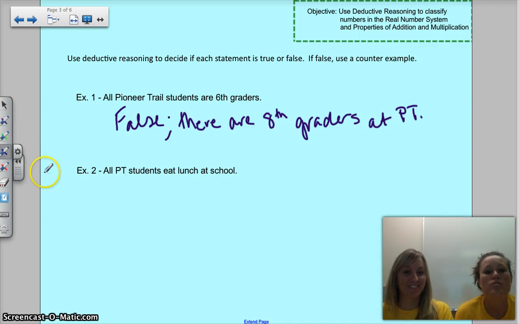I know. All right. So example 2. All PT students eat lunch at school. Well, if you're at school that day, you have to eat lunch. You eat lunch at school. So it would be true. We did not say bring their lunch to school. We didn't specify any of that. It's just generic, you eat lunch at school. That's what we do.